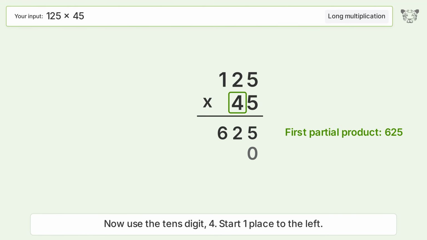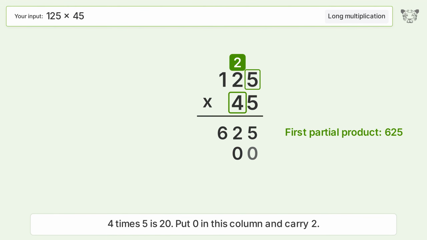Now use the tens digit, 4. Start one place to the left. 4 times 5 is 20. Put 0 in this column and carry 2.